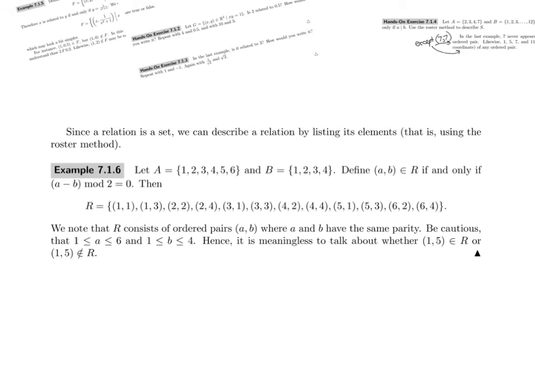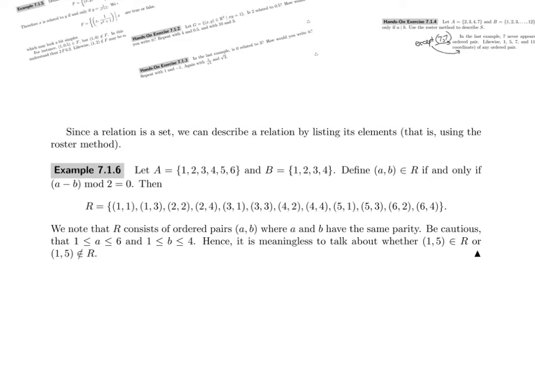Sometimes we'll consider relations involving finite sets like these. And so the first element, or the first coordinate, I should say, of the ordered pair will come from capital A. The second coordinate will come from capital B. We can define a relation. A and B are related to each other if and only if A minus B mod 2 is 0.